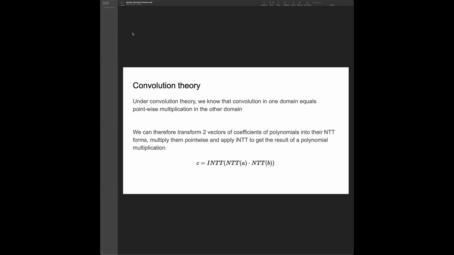So if you transform polynomials A and B into their NTT forms, you can do pointwise multiplication. And then you can do the inverse transform to get back C, which is what you would have gotten if you just multiplied them plainly. But this time you have NTTs, which is n log n in complexity.